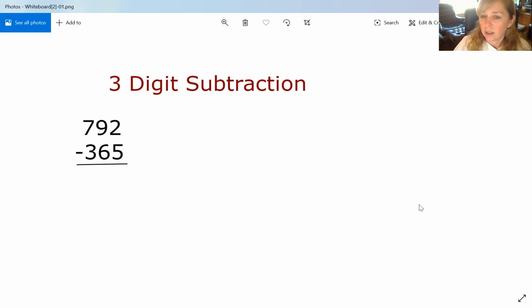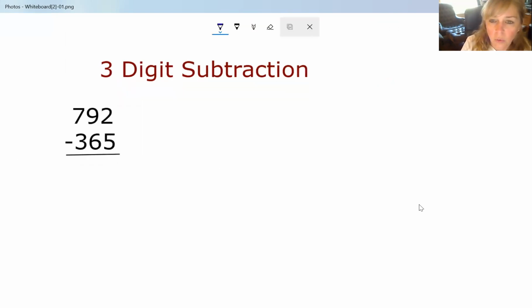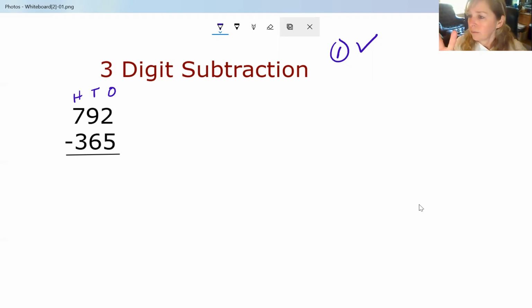Now let's take a look at this example. We have 792. Now, step 1, check. Can you subtract? Well, let's look at our 700s, 9 tens, 2 ones. We start by trying to subtract the ones. 2 minus 5. Take away 5. Can we take 5 away? No. So, as in doing 2 digits, 3 digits is the same.